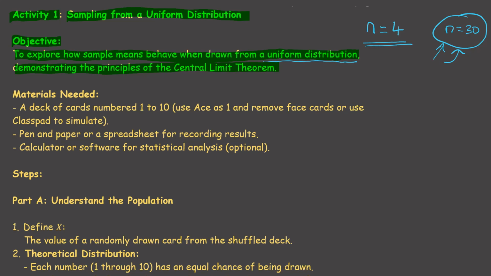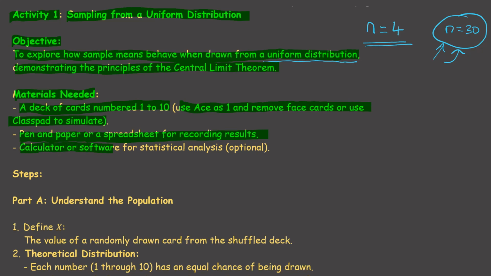with the other activities. So materials needed: a deck of cards numbered 1 to 10. Use ace as 1 and remove face cards, or use ClassPad to simulate. Now obviously we're going to use the ClassPad to simulate, or more realistic really, we'll probably write a bit of Python to do it, and then we can run it really quickly on our computers. Pen and paper or a spreadsheet for recording results. Again, not really necessary if we use a bit of Python. Calculator or software for statistical analysis, and that's optional. We're not going to go too deep into this.